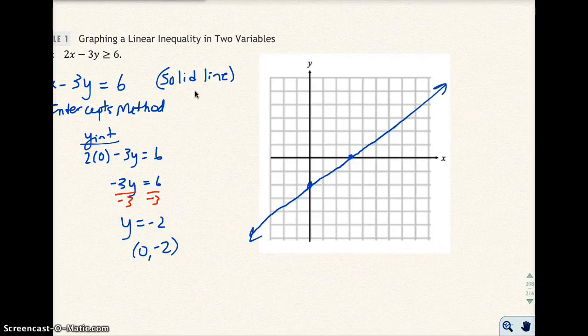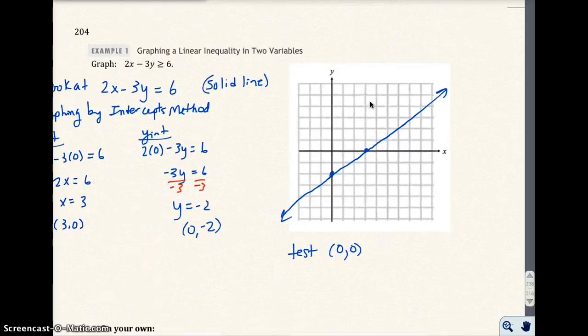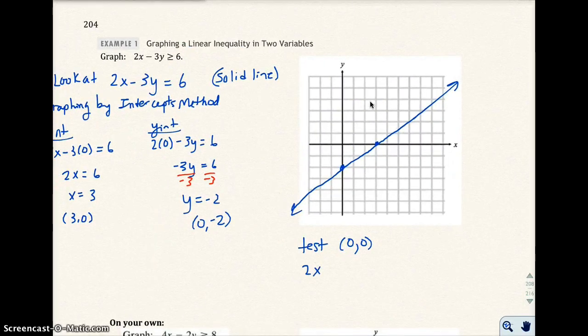Now what we have to do is find a test point on this side or this side. You can pick any point. I could test the point 0, 0 on this side, or I could test the point 6, negative 2. It doesn't matter. I always like to test 0, 0 if it's in one of the planes, so I'm going to test 0, 0. So I'm testing something on this side of the line. In the inequality 2x minus 3y is greater than or equal to 6, I'm going to put 0 in for x and y. The question is, is that a true statement? So I'm going to put a question mark here.